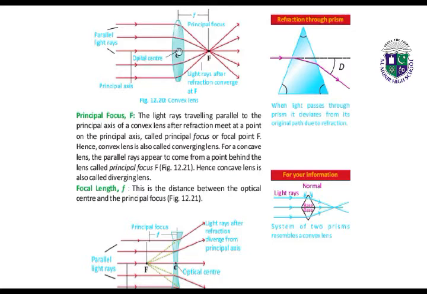Here we have the optical center C. Here we have the principal focus. Light coming in all directions passes through the lens and makes an image.